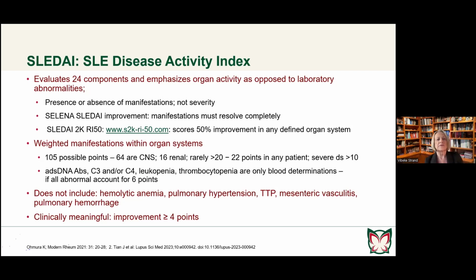We talked about the dsDNA antibodies, low complements, leukopenia, and thrombocytopenia. These are the only blood determinations scored in the SLEDAI. If they're all abnormal, they will account for a total of 6 points. Yet we've seen other organ manifestations that are certainly at 4. And the SLEDAI doesn't include pulmonary hypertension, hemolytic anemia, TTP, mesenteric vasculitis, or pulmonary hemorrhage. And we do agree that the clinically meaningful improvement is 4 points or above.